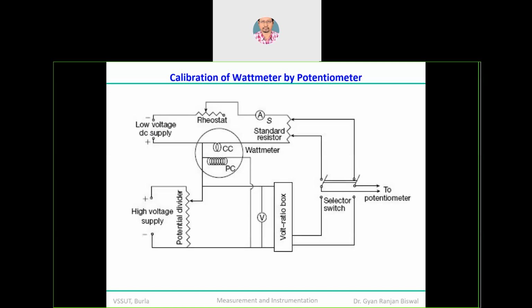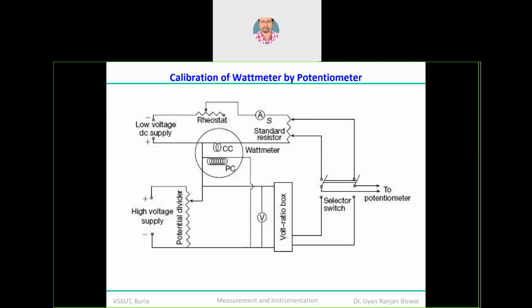Okay. Let's see how we can calibrate the wattmeter. For a wattmeter, you require a voltage junction box or voltage ratio box, which will give you the unknown value of voltage that has to be applied across the potential coil of the wattmeter. On the other hand, the current coil will ensure the supply of the known value of the current, by placing the proper arrangement of the ammeter using the standard resistors. Clear?